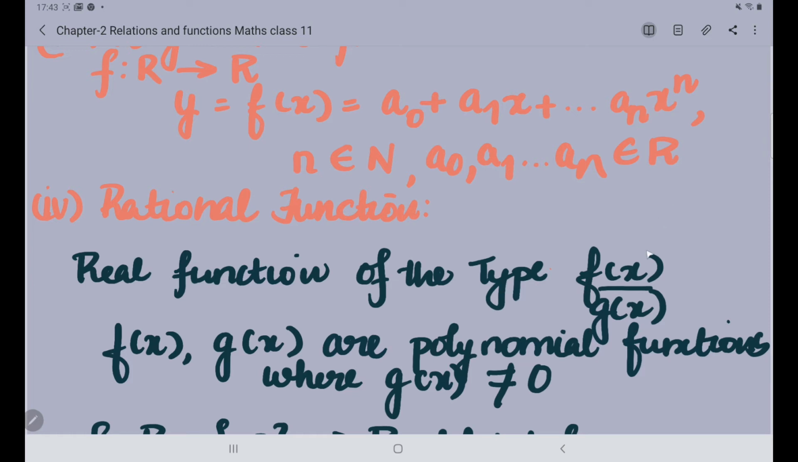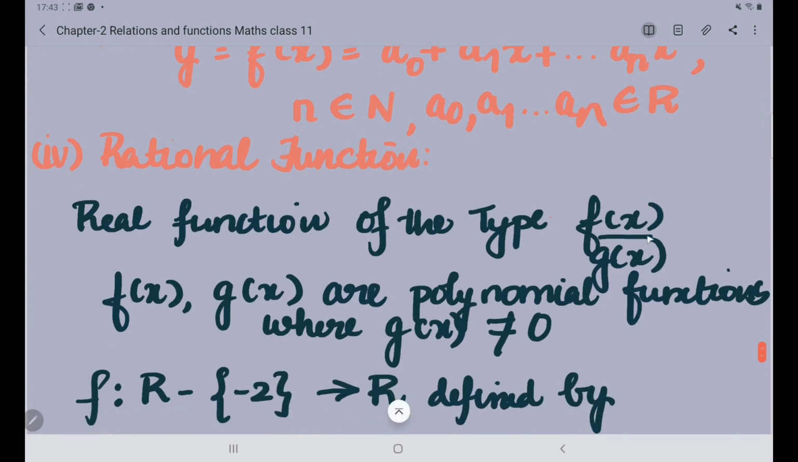Now let's understand what rational functions are. Rational functions are the real functions of the type f of x by g of x. So what are f of x and g of x? F of x and g of x are polynomial functions. So these both are polynomial functions of x defined in the domain of the function, and also g of x is not equal to 0.